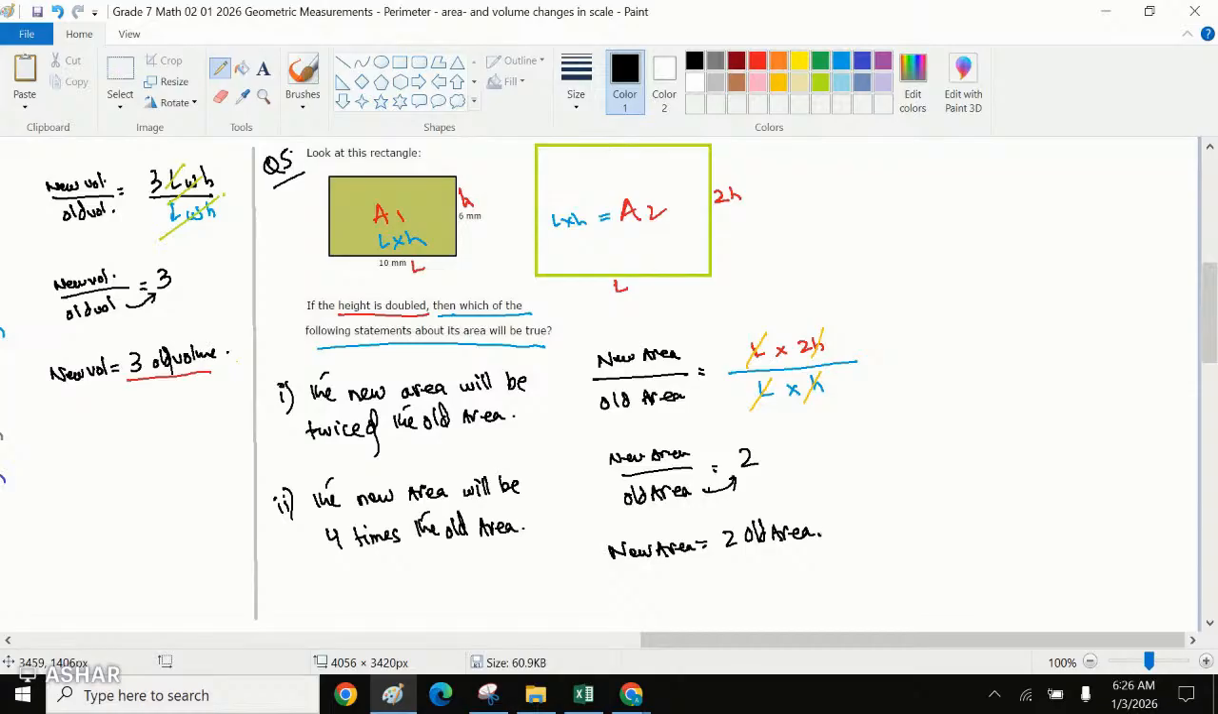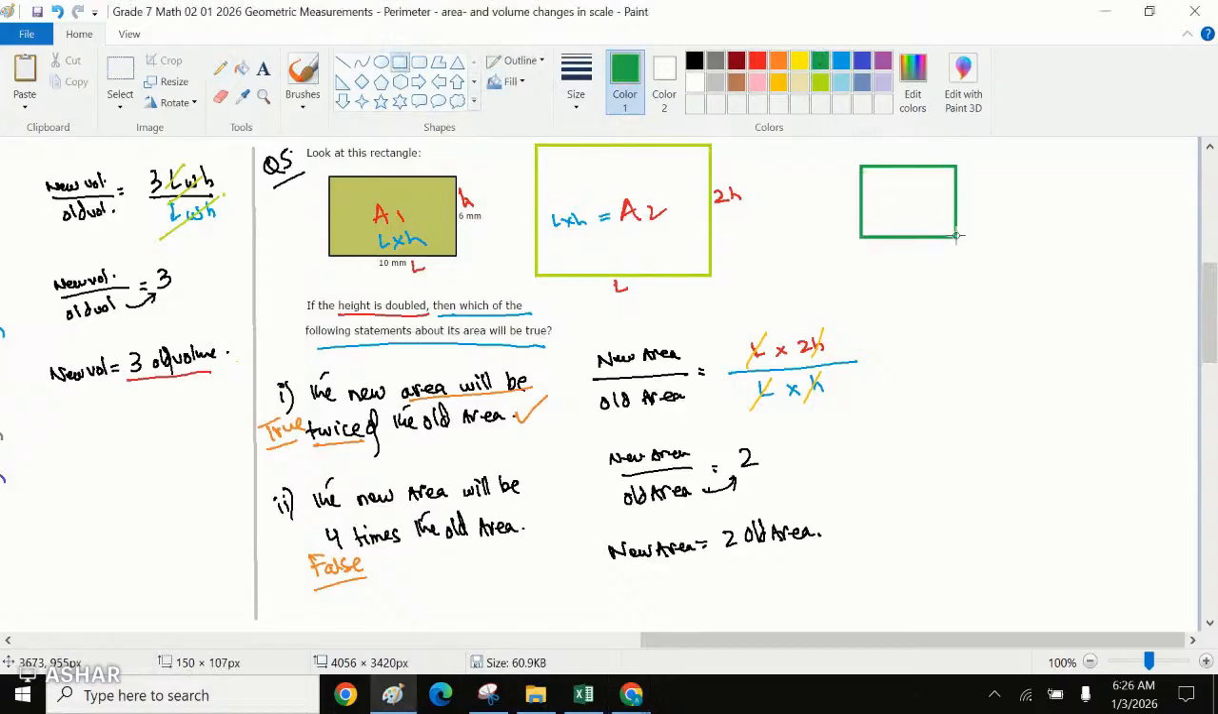So which statement is true? Statement number 1 is true, because the area will be twice. And this is false. It's not 4 times, right? Let's prove it by putting down the values as well. We can always put down the values and do the working as well. So area 1 was given, I'll make the shape again.